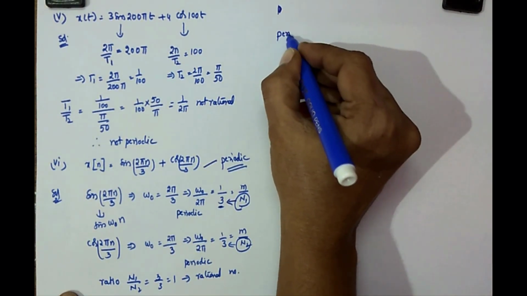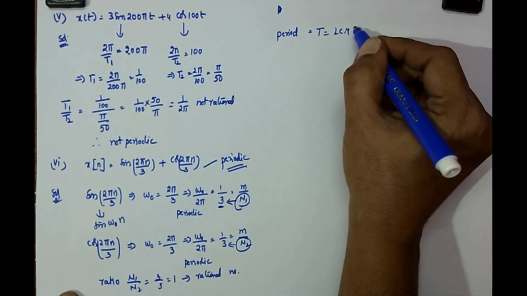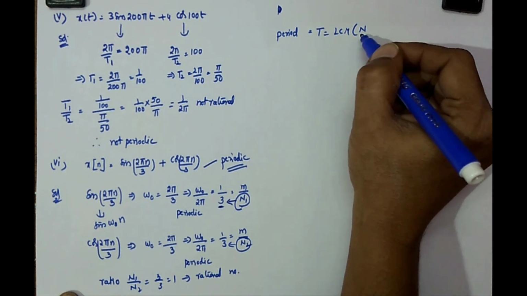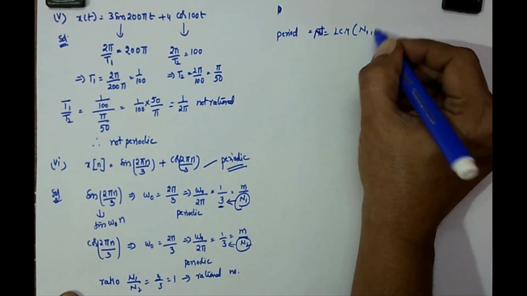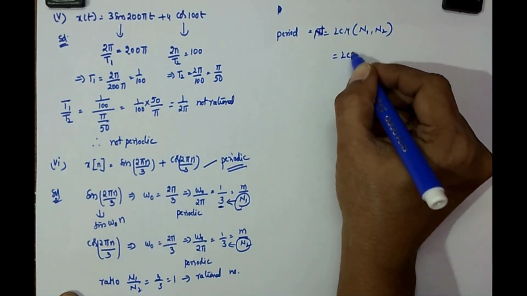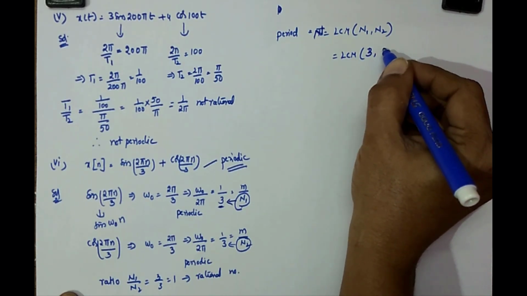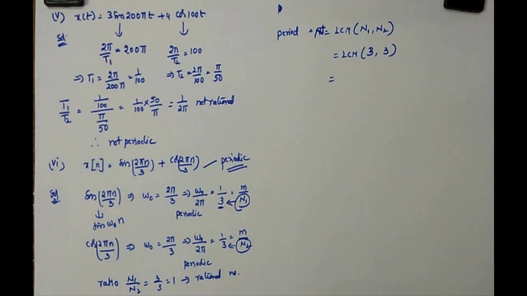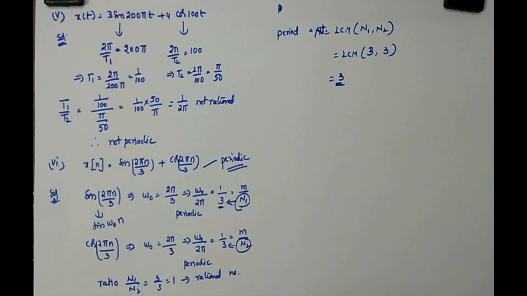Then what is the period? That is N. As this is discrete, it will be capital N. LCM of N1 comma N2. What is N1? 3, and what is N2? 3. LCM of 3 comma 3 is 3. So the period of the given signal is 3 samples. These are different problems on periodic and aperiodic signals.